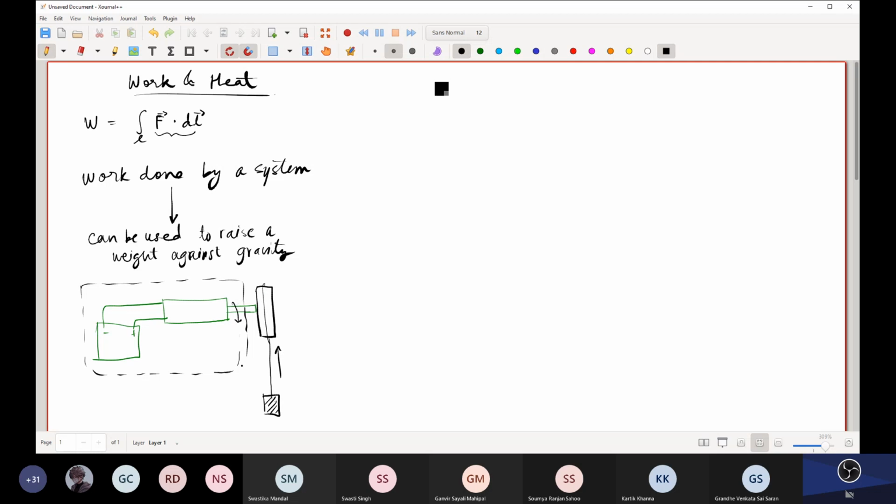This is quite obvious, there's nothing very difficult about it, but there is a bit of convention: work done by a system is considered to be positive, and work done on the system is considered to be negative. And work is something which is in transit. It is the energy which crosses a system boundary.